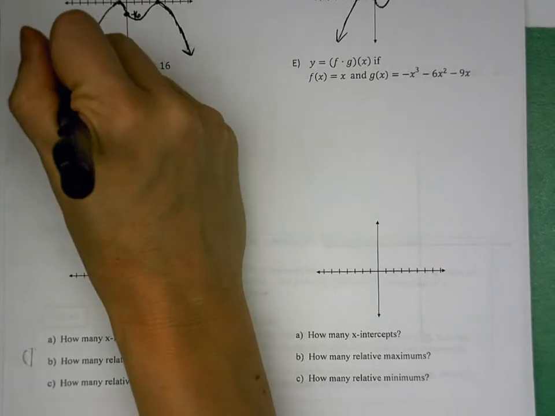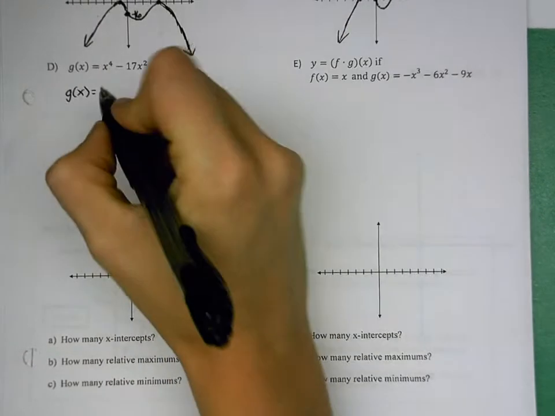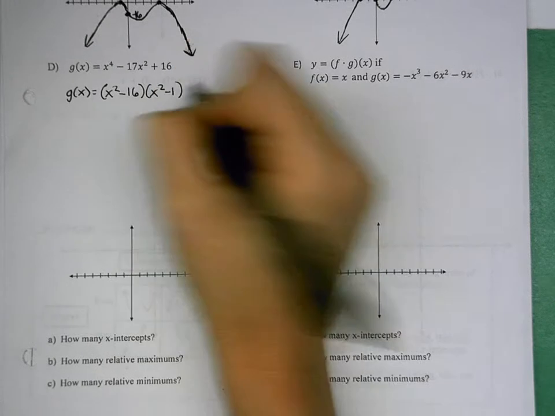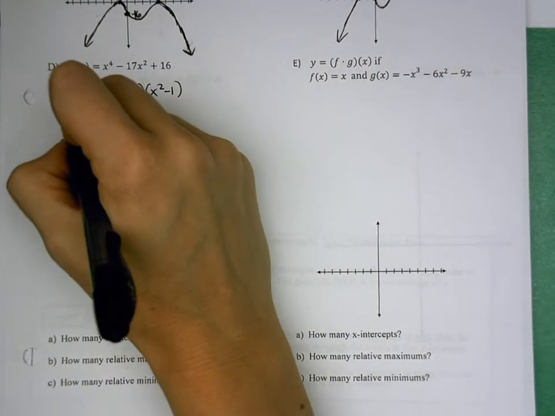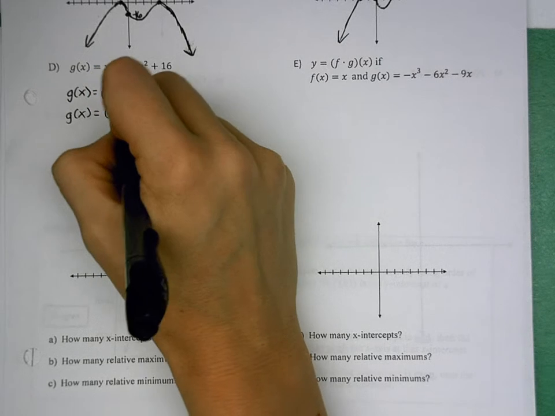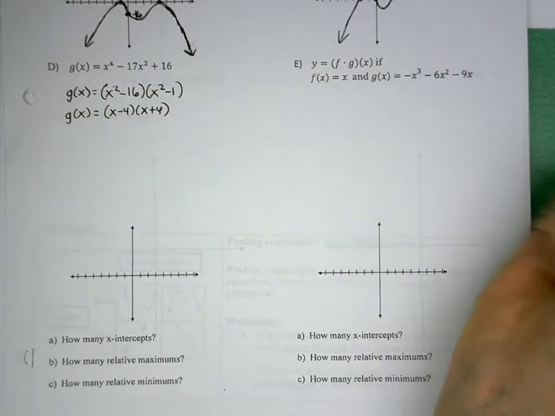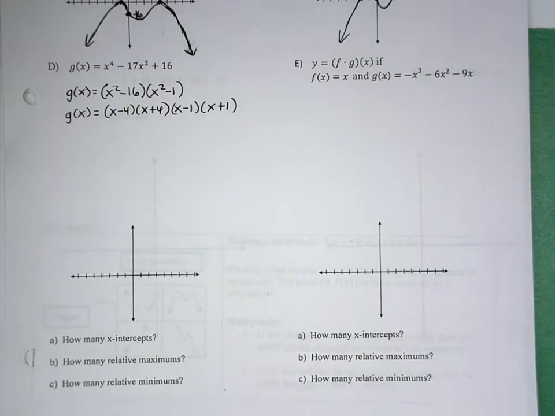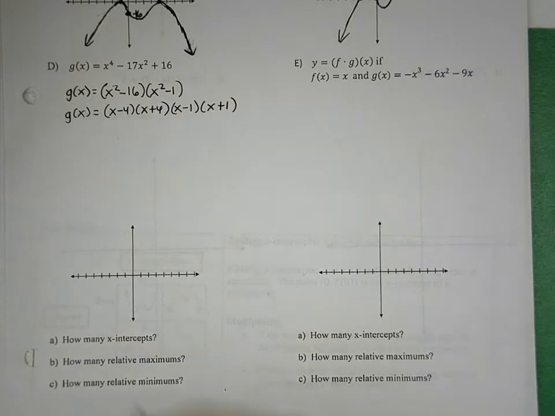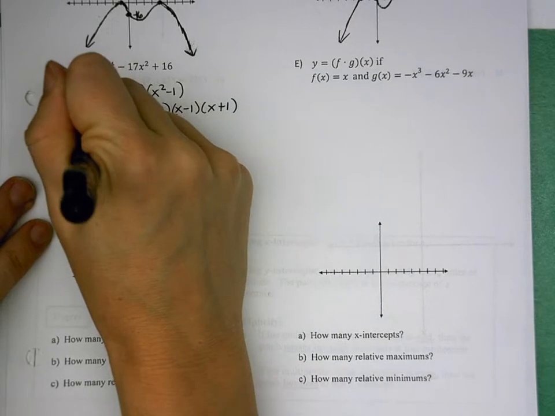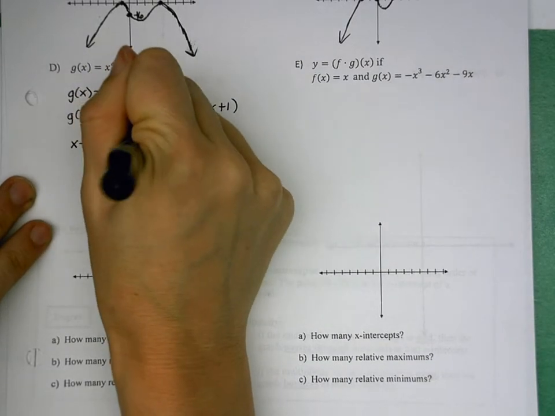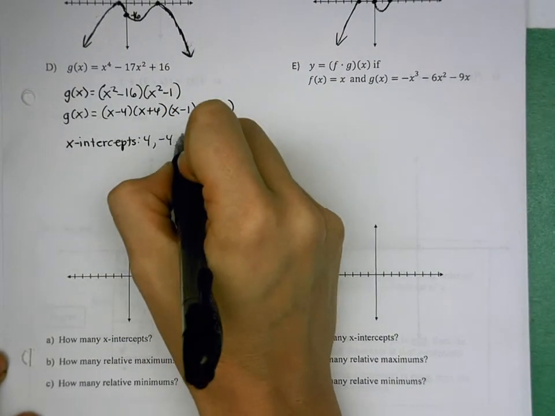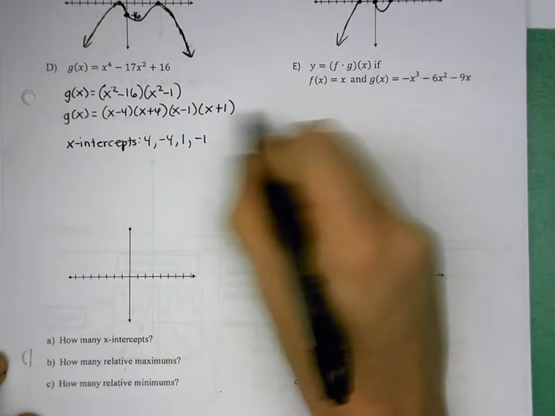Okay, factoring. G of x is a trinomial that factors. We have x squared minus 16 and x squared minus 1. And then both of those are differences of two squares. So we have x minus 4, x plus 4 from the x squared minus 16, and x minus 1, x plus 1 from the x squared minus 1. Okay, so x-intercepts. We have x-intercepts at positive 4, negative 4, positive 1, and negative 1. All have multiplicity of 1.